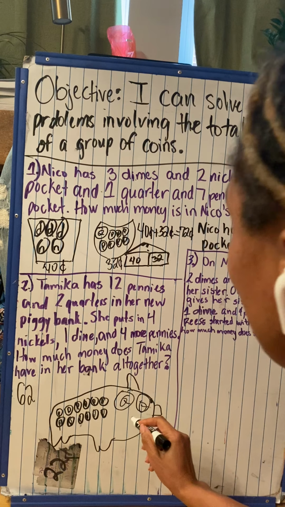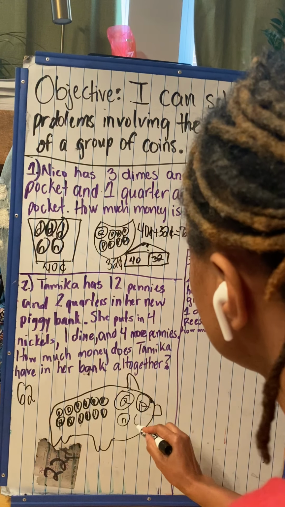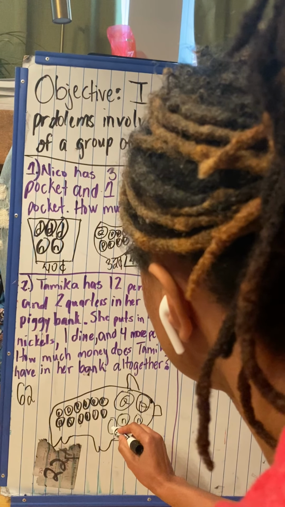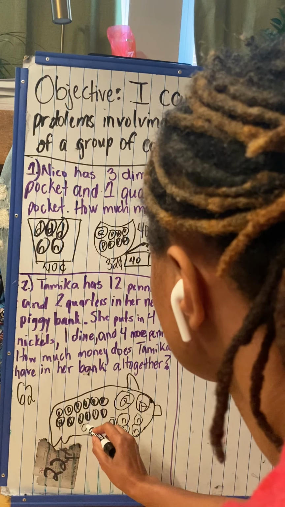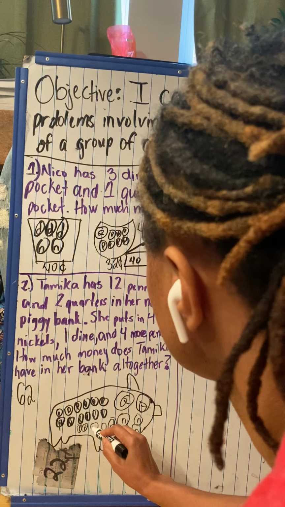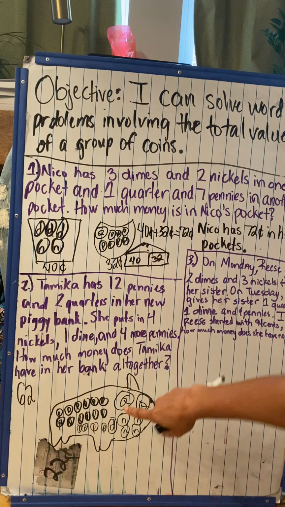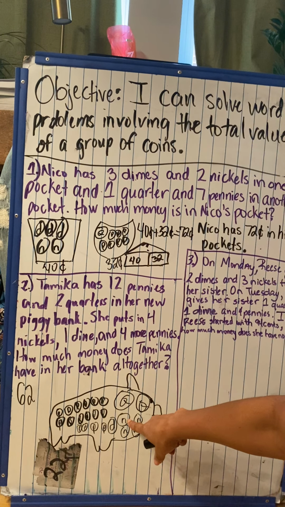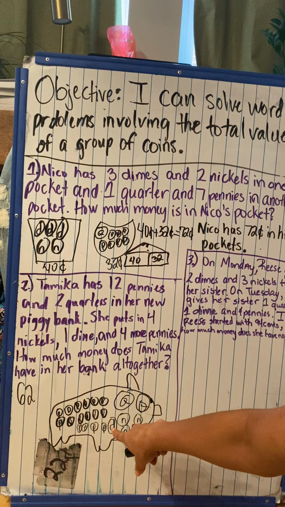Now it says she puts in 4 nickels. One dime. And 4 more pennies. So now we can add how much she put in, starting with the 4 nickels. So we can start with the dime.